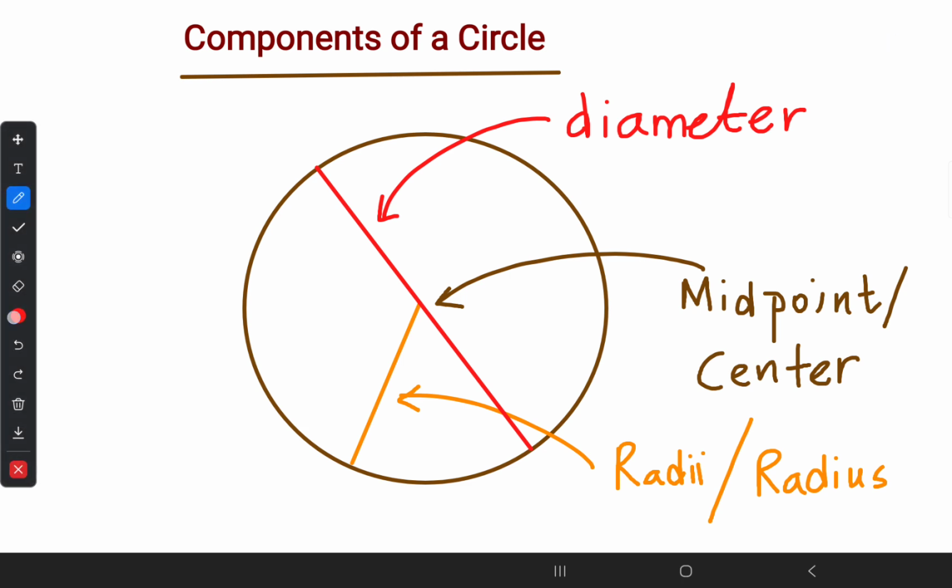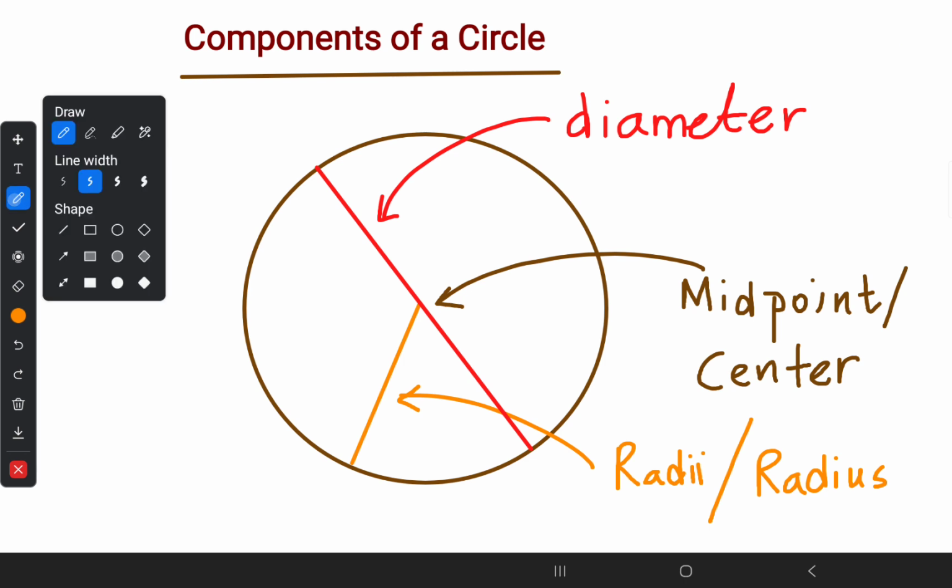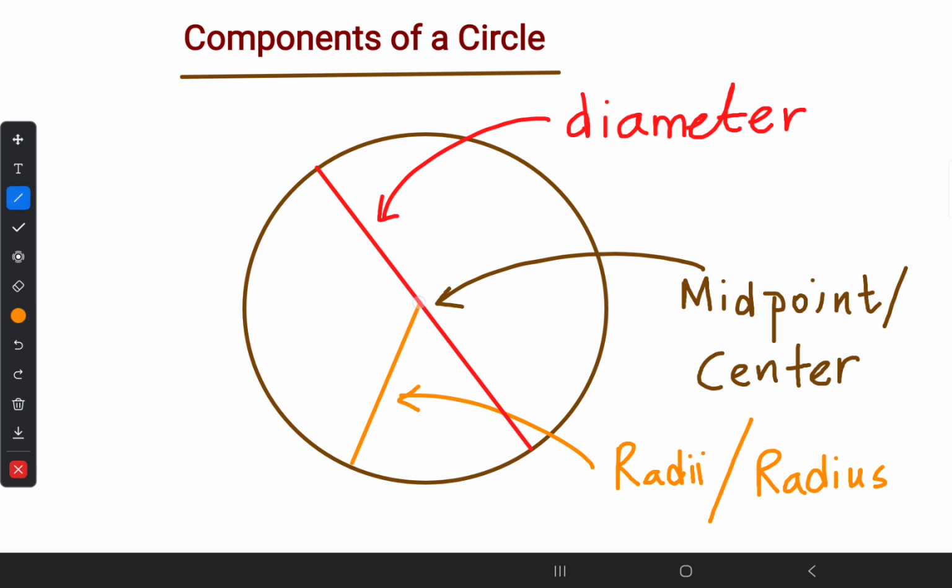Not only this radius, we can draw several radii in the circle. The condition: from the midpoint to the circle. Likewise, we can draw several radii for the circle, but only one midpoint. Likewise, we can draw several diameters as well.